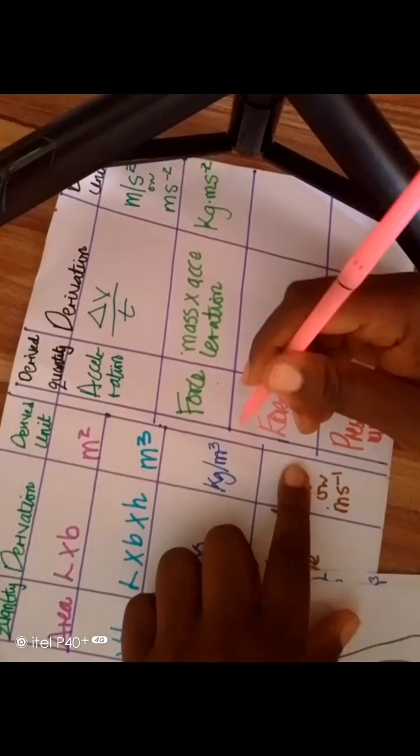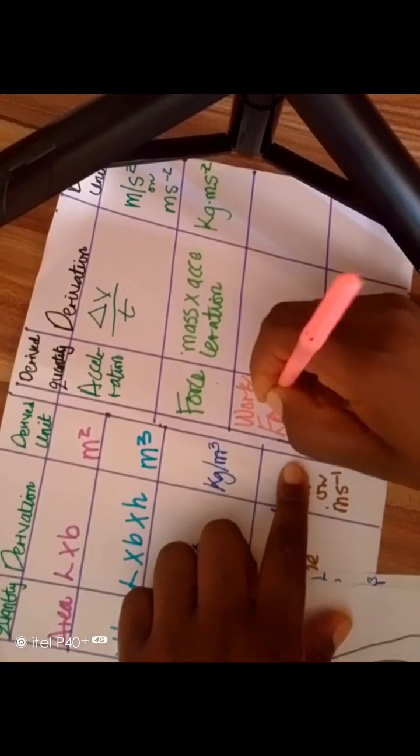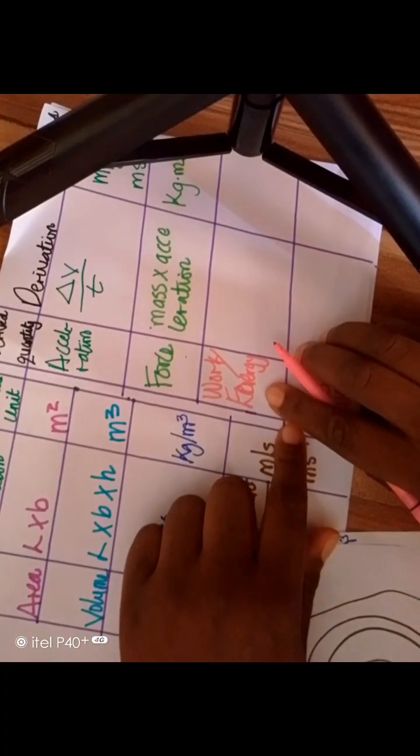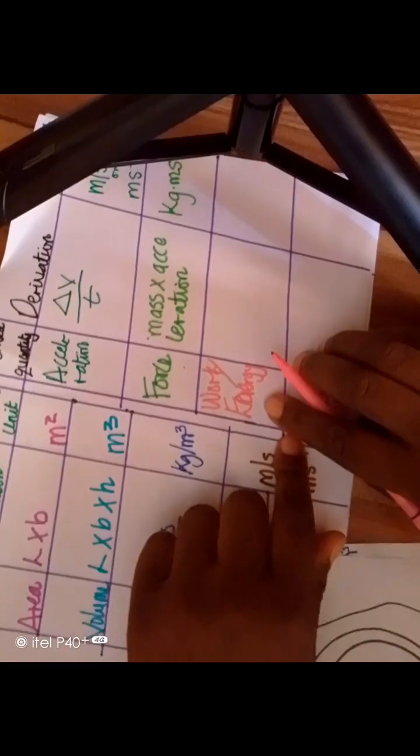Energy is the same thing as work. So when we are talking of energy, we are also talking of work. Have you seen it? They have the same definition and the same units. So what is energy or work? Energy or work simply means force times distance.